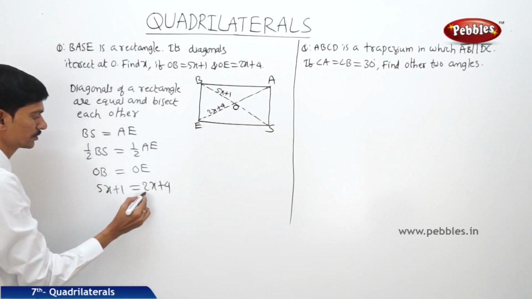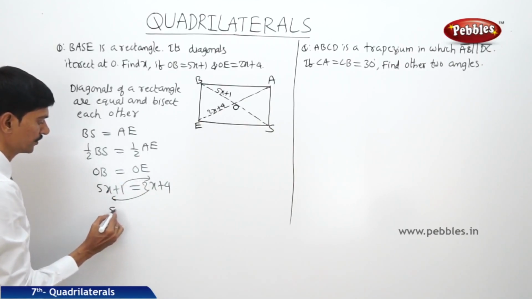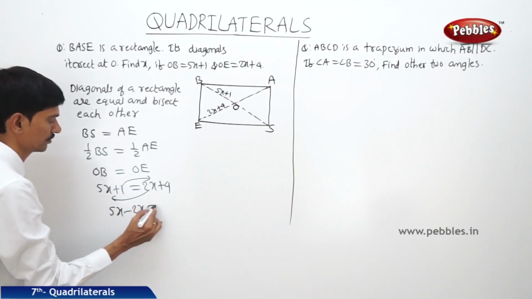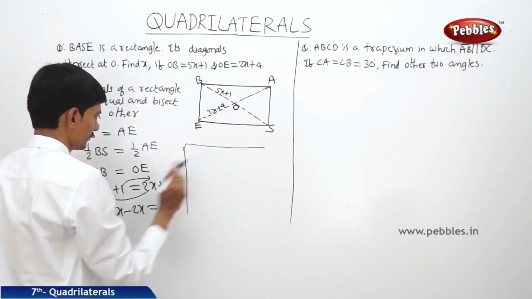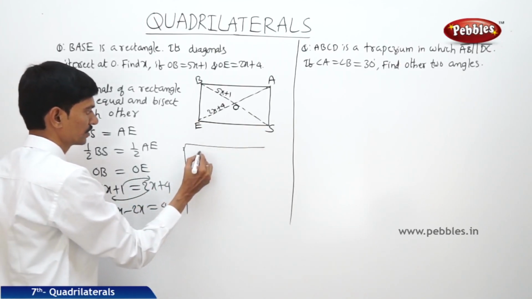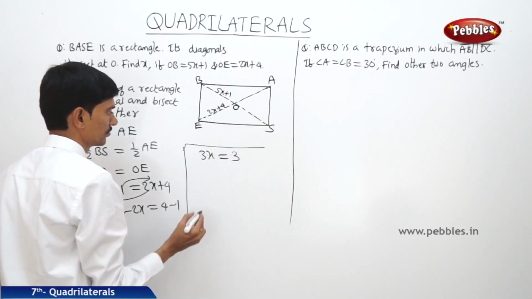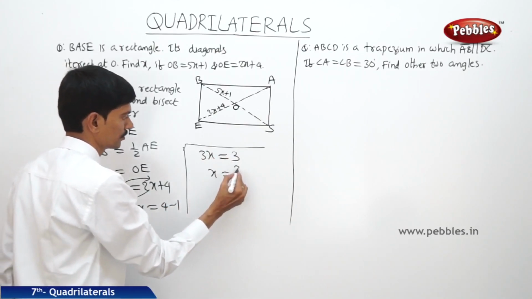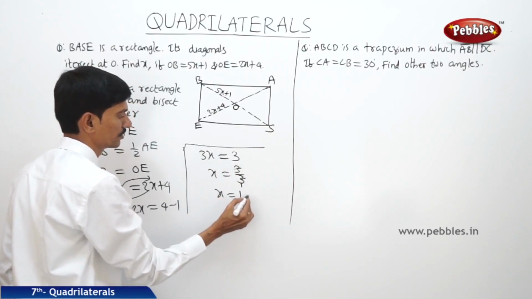Now by transposing 2x to the LHS and plus 1 to the RHS, then 5x minus 2x equals 4 minus 1. So then we get 5x minus 2x is 3x equals 4 minus 1, which is 3. So then x equals 3 by 3. The 3s get cancelled, x equals 1.